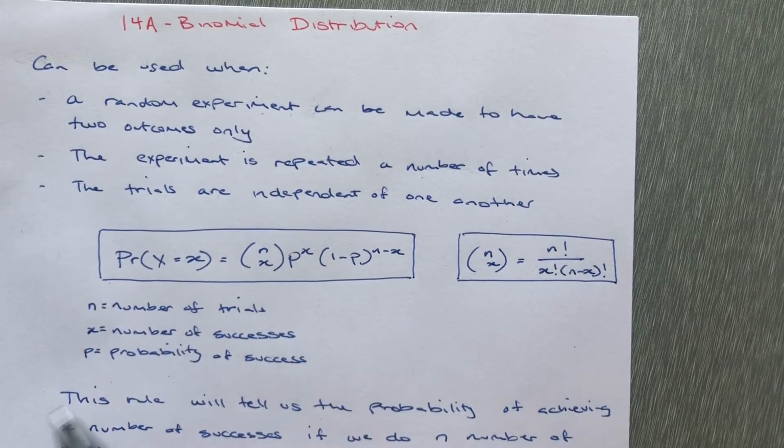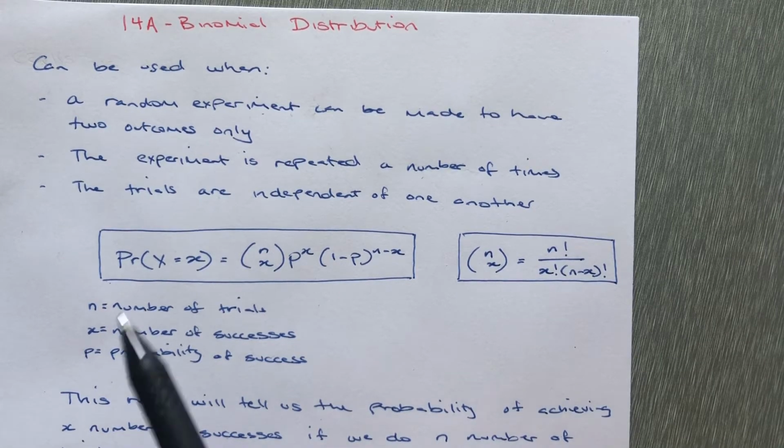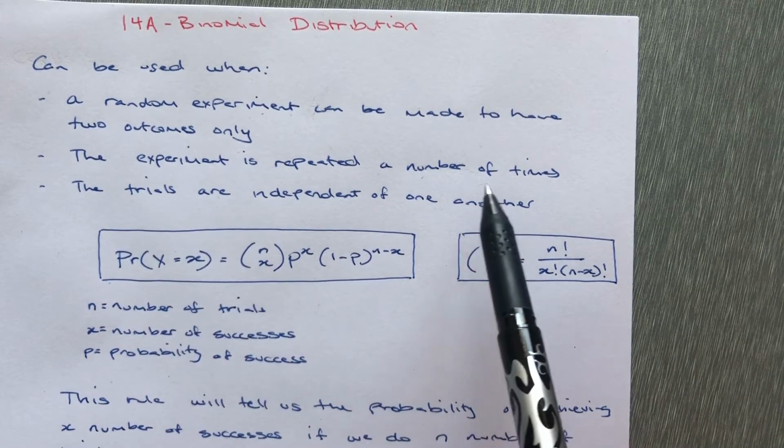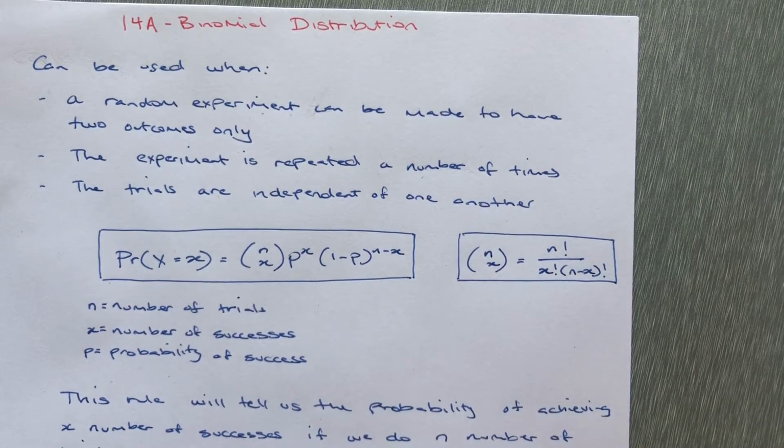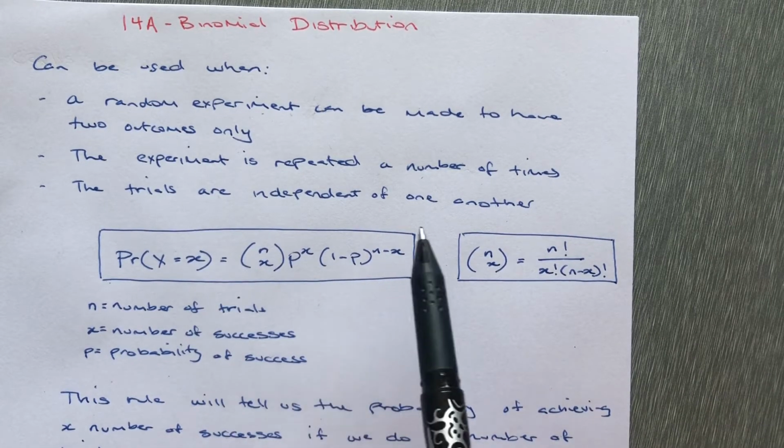and we can use binomial distributions when we have these three things here. So the random experiment has to have two outcomes only, so one might be success, one might be failure. The experiment is repeated a number of times, so it could be 2, it could be 100, it doesn't matter, and the trials have to be independent of one another.